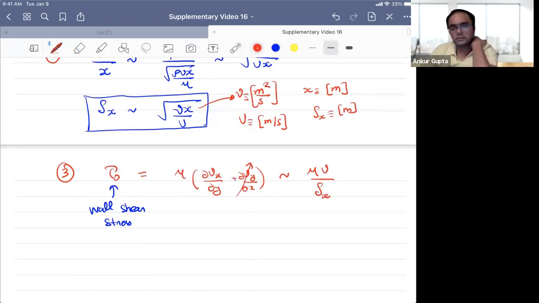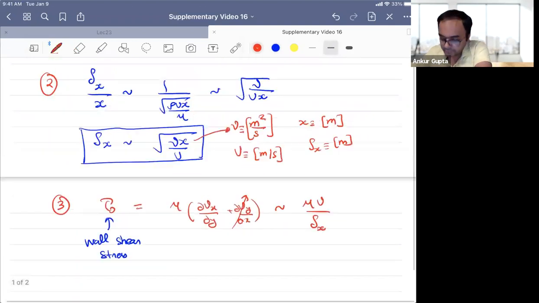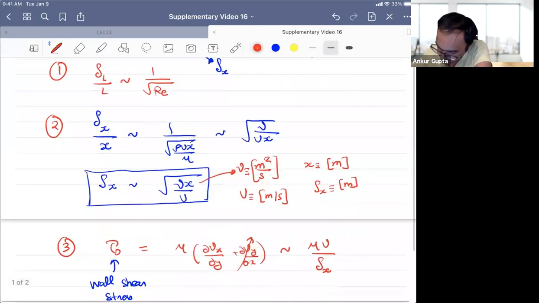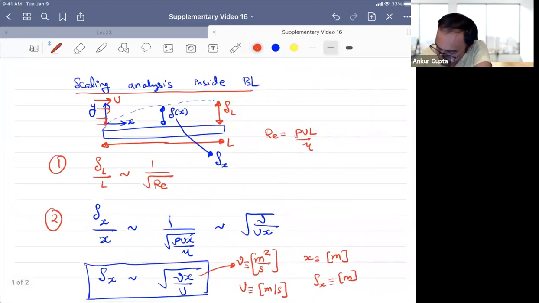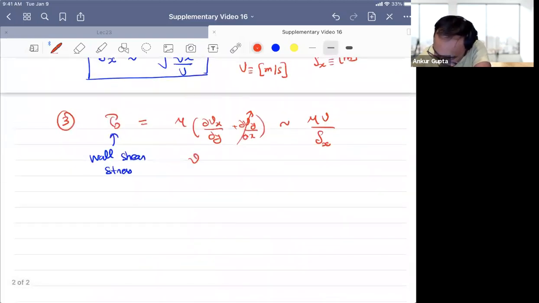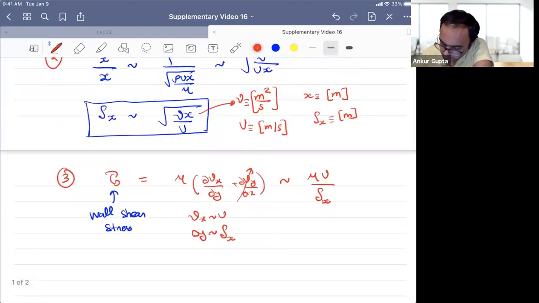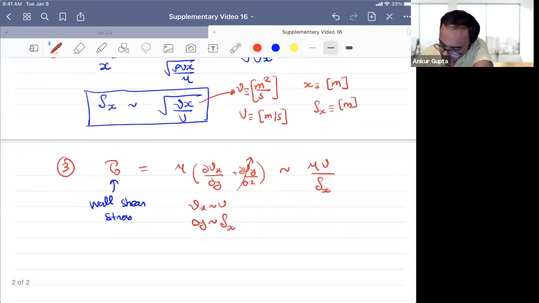Okay, so I can basically say at each location x, my velocity in the x direction is changing with u. The scale is u, so Vx has the scale of u, right? And delta y has a scale of delta of x, right? And this is what you get. Now we can substitute delta of x from the top result here. So if you substitute this here, this is what you will get.